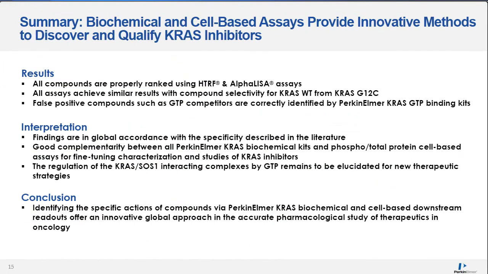The conclusion of that study is that by combining all PerkinElmer solutions, including HTRF and AlphaLISA KRAS biochemical assays, and the HTRF and AlphaLISA SureFire Ultra phospho/total cell-based assays, fine-tuned characterization of KRAS, SOS1, and GTP binders can be performed to correctly identify compounds as inhibitors for new therapeutic strategies in oncology.